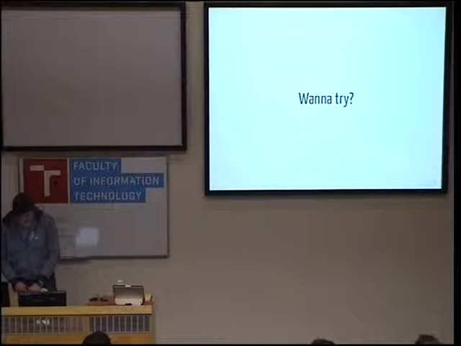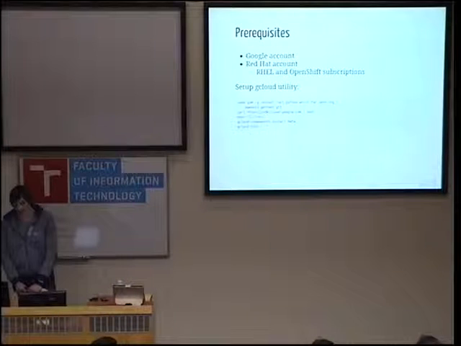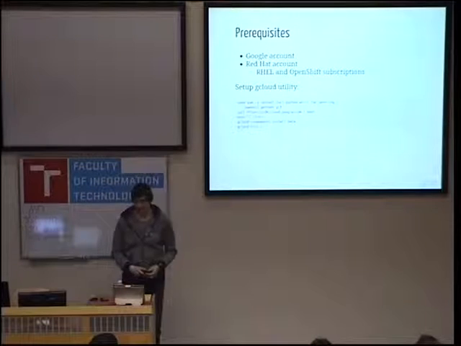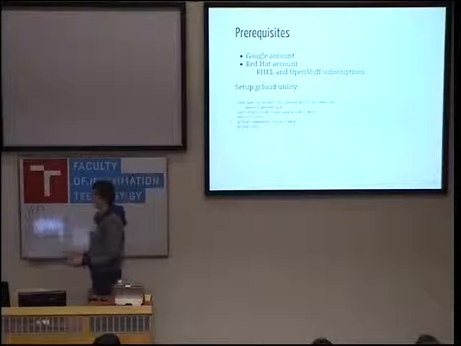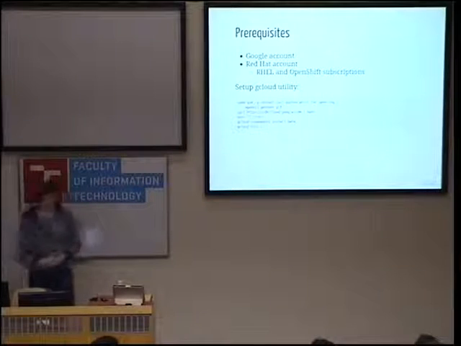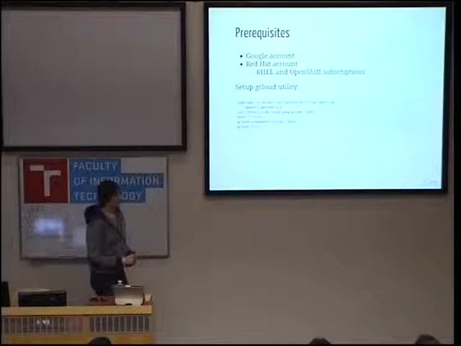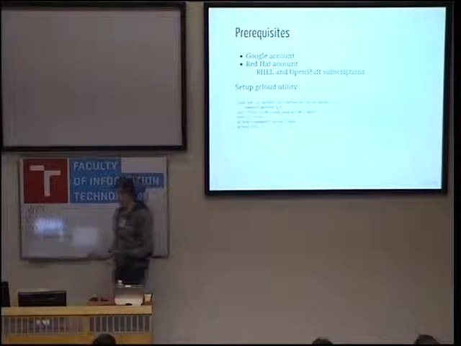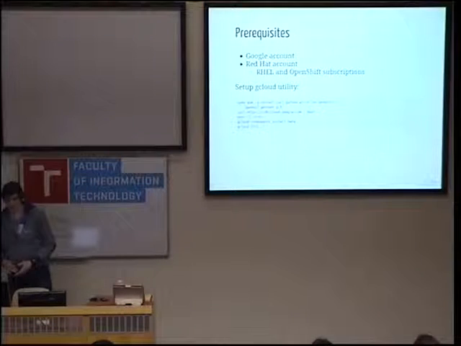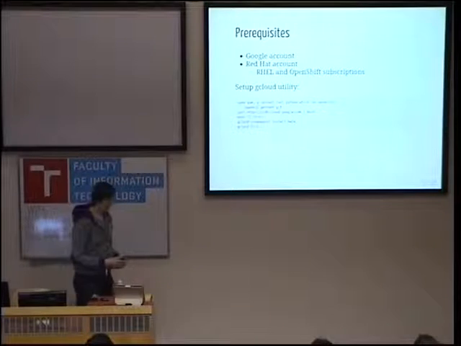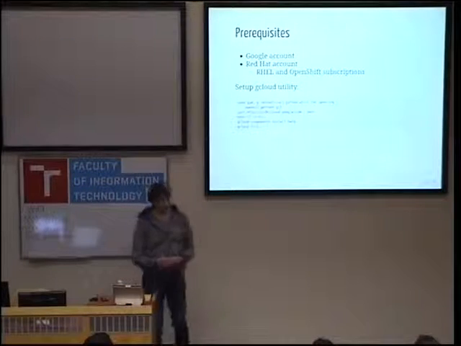So if you want to try it, for now you need a Google account. Basically, it's free, and access to the Google Cloud platform. When you try it for the first time, I think you have $300 credit to trial it, so you don't need to pay for that if you want to try. And you also need a Red Hat account for Red Hat Enterprise Linux and OpenShift subscription.